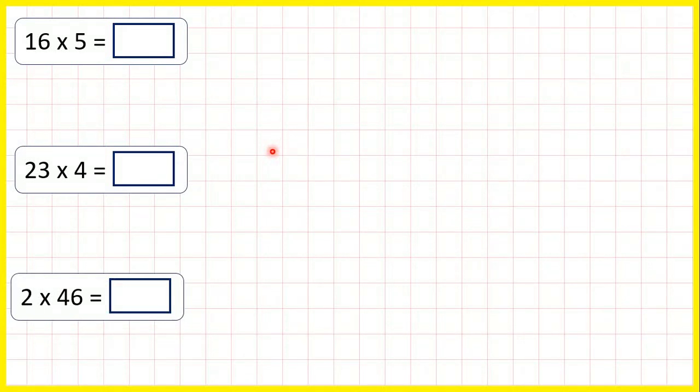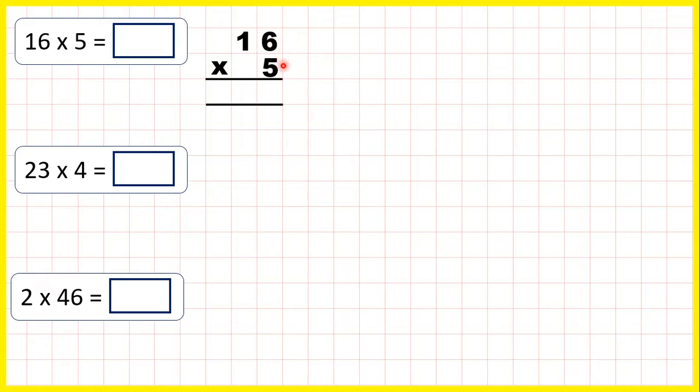Now let's multiply using short multiplication. To start with, we have 16 times 5. So we can set this out with our 2-digit number on top and our single-digit number, so our smaller number, underneath. Now we start by multiplying the digit in the ones.